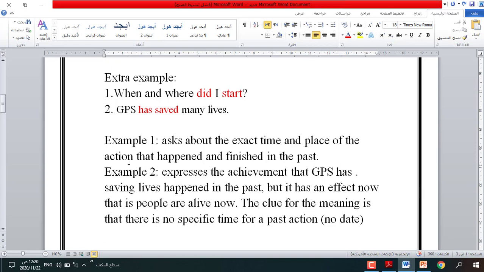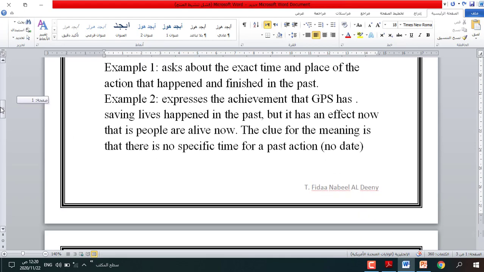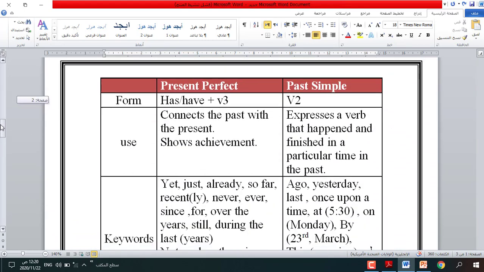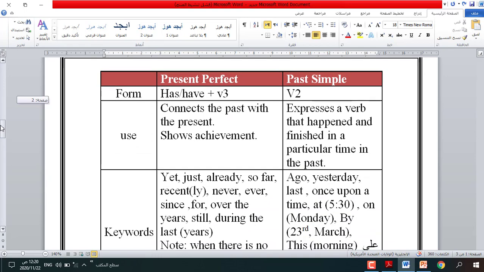Now, in order to clarify the points of difference between the tenses that we have in unit number 2, I have prepared for you these tables. This table shows the difference between the present perfect and the past simple. Regarding the form, it's clear: has or have plus the past participle of the verb, while in the past simple we use the second form of the verb. Regarding the use, the present perfect connects the past with the present, of course, when we have an effect at the present time. And in some sentences, it shows achievement.